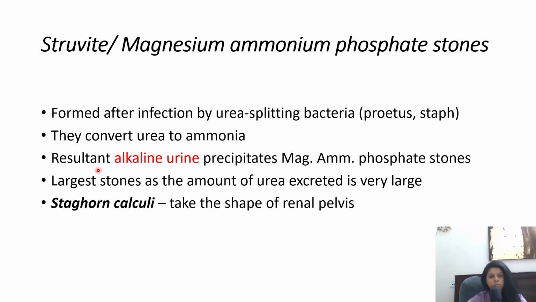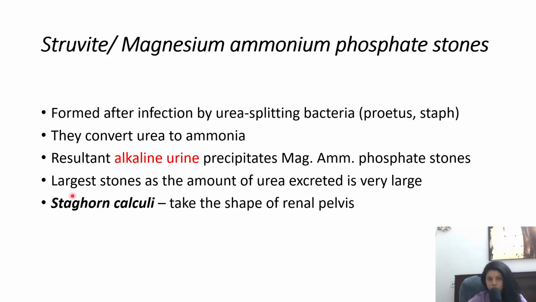They are supposed to be the largest stones because the amount of urea excreted is very large in the body. Okay, normally the urea is excreted as such. But when the bacteria are there, it is split into ammonia. So this large amount of urea, which should naturally pass, gets precipitated by ammonia. So they form a large amount. Okay, so it is a larger stone.